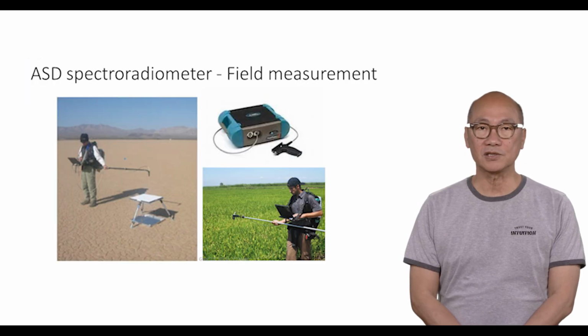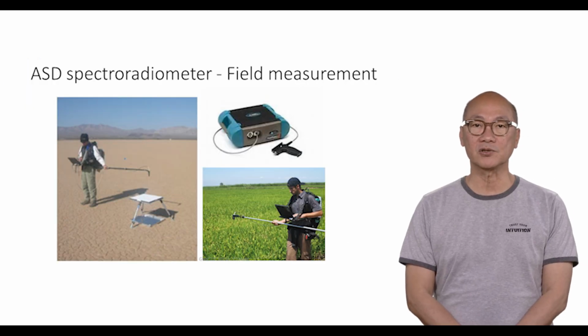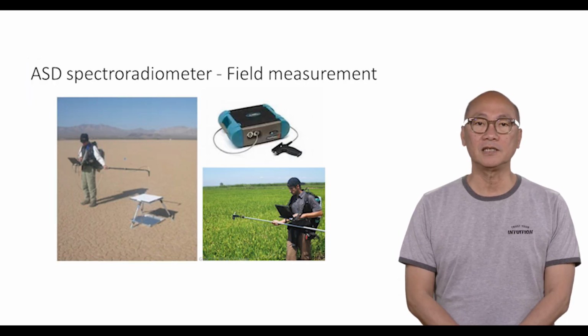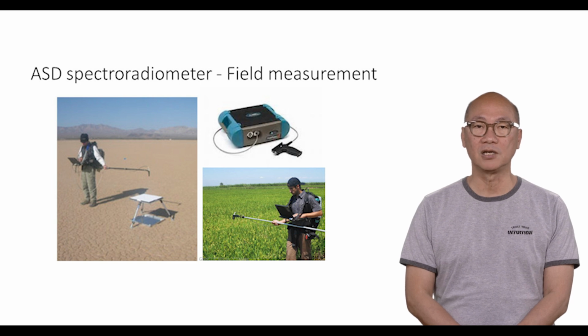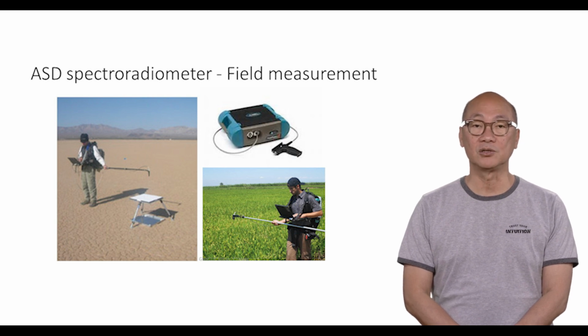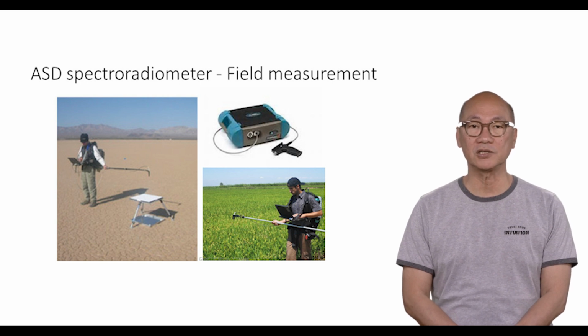This slide shows the photo of an ASD field spectral radiometer. It is an optical detector and a point-based measurement unit. The instrument collects spectral reflectance of radiation from visible near-infrared to short-wave infrared, approximately from 400 to 2500 nanometer at very fine spectral resolution.